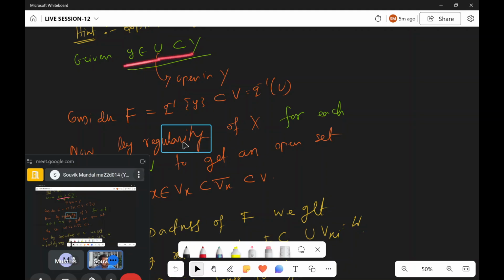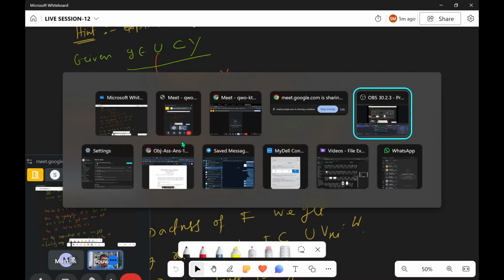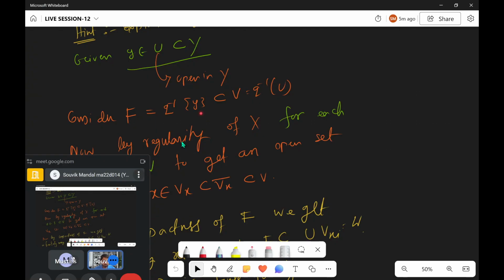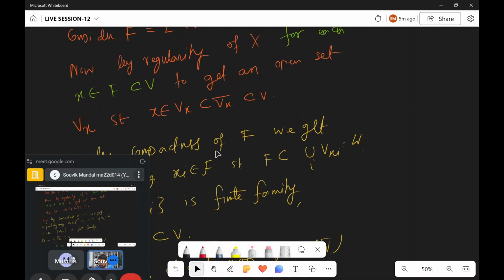We choose a y from U, a subset of Y, and this U is open in Y. We consider F, which is Q inverse of y, a subset of V, equal to Q inverse of U. Now, by regularity of X, for each x belonging to V, we get an open set Vx such that x belongs to Vx, a subset of Vx closure, a subset of V, by definition.